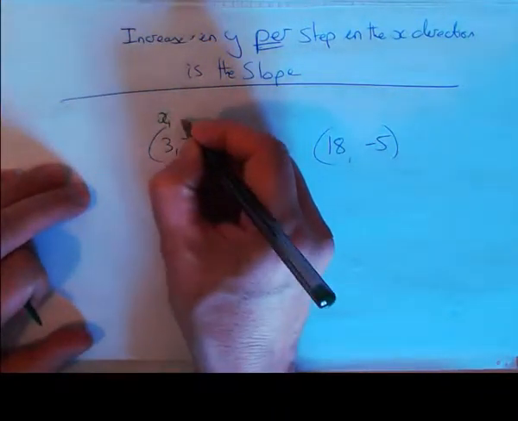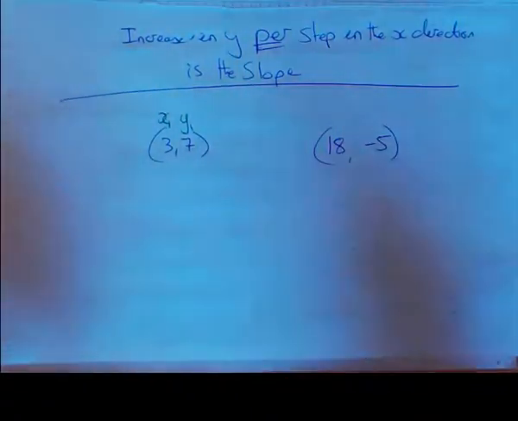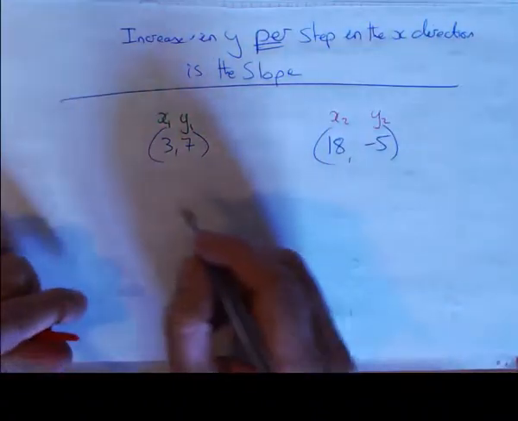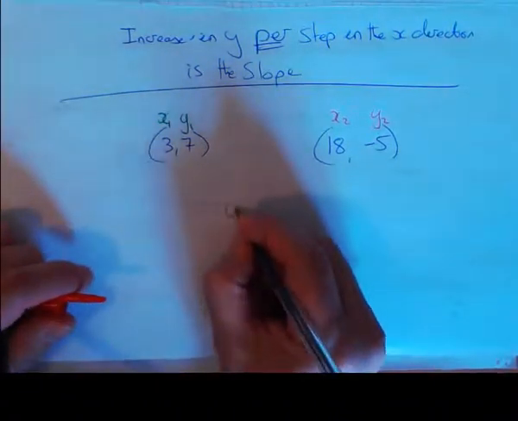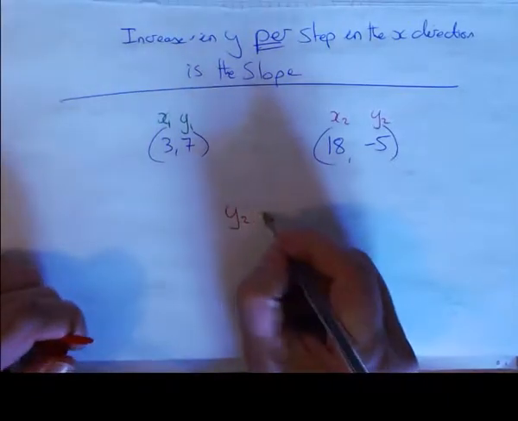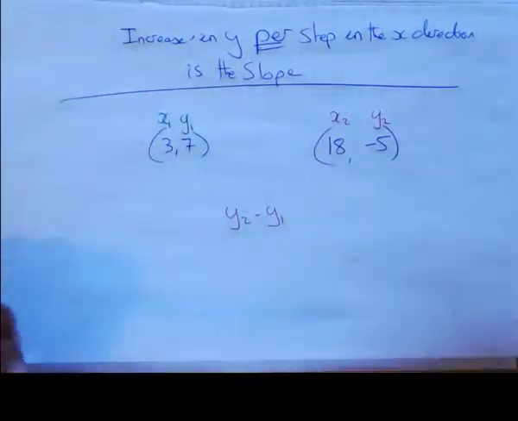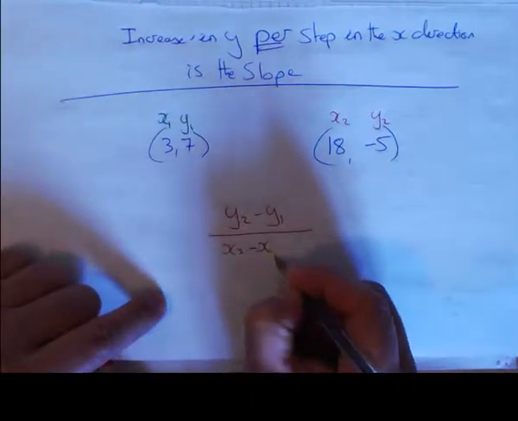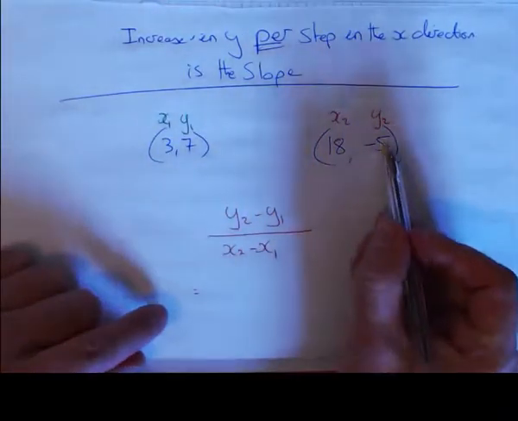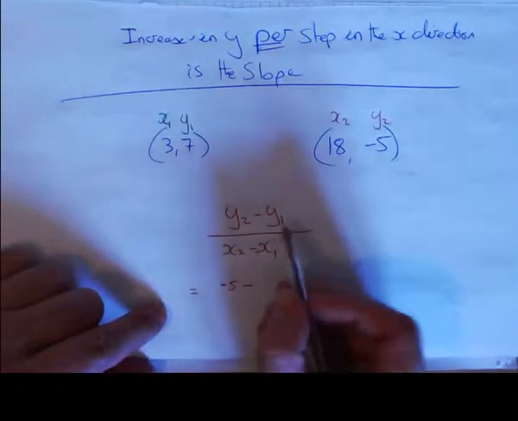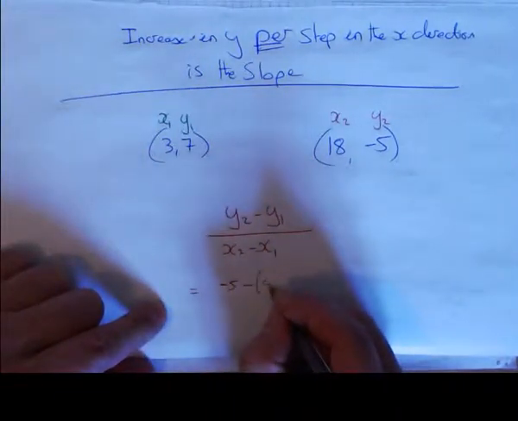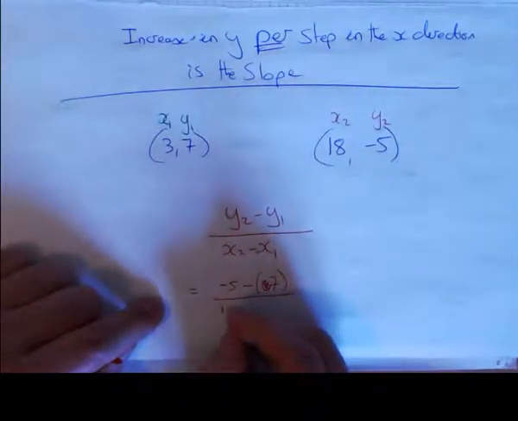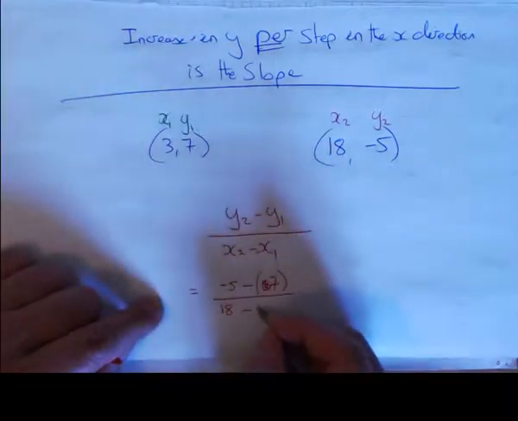We label couple 1 with x1, y1. We label couple 2 with x2, y2. Our slope of the line between those 2 points is how much y has changed over how much x has changed. Okay, so in this case, y2 is -5. Let's subtract y1, over x2 is 18. Let's subtract x1, which is 3.